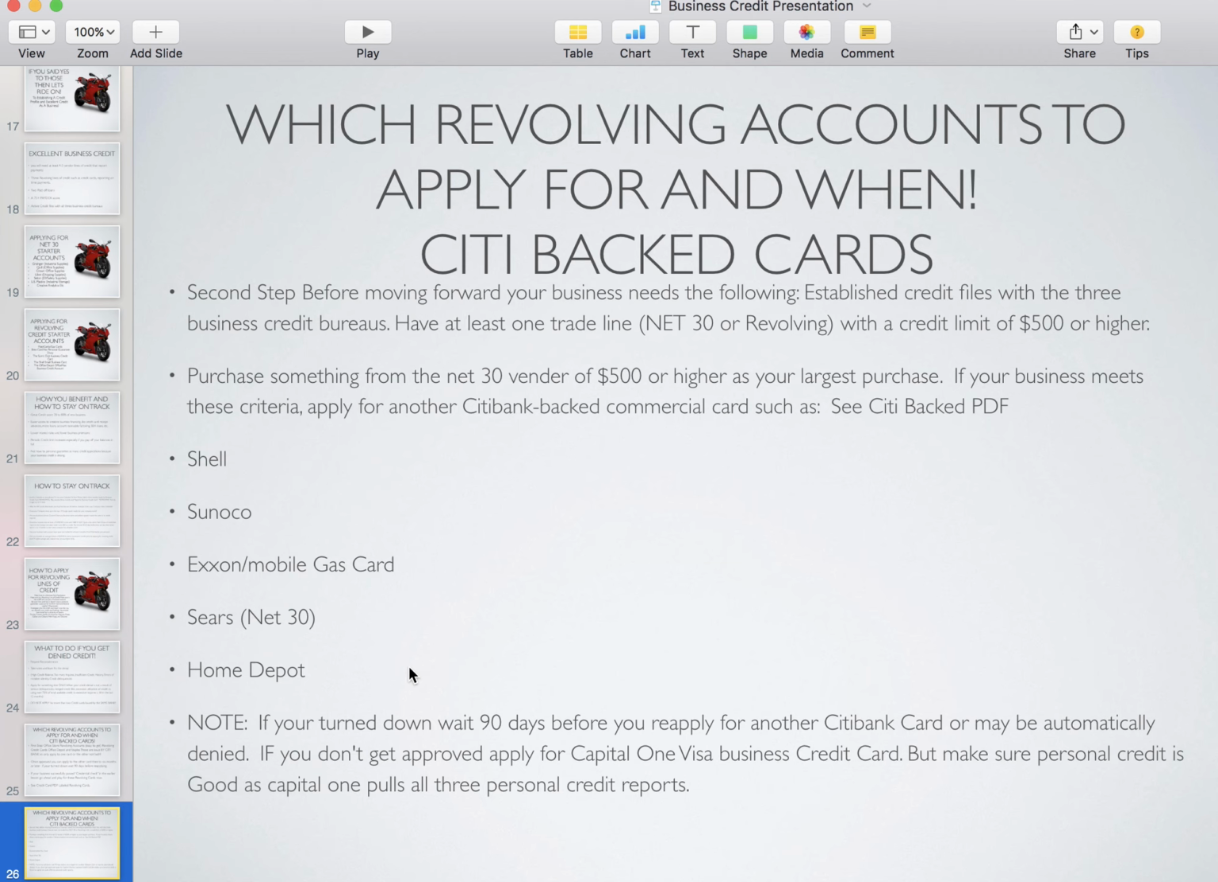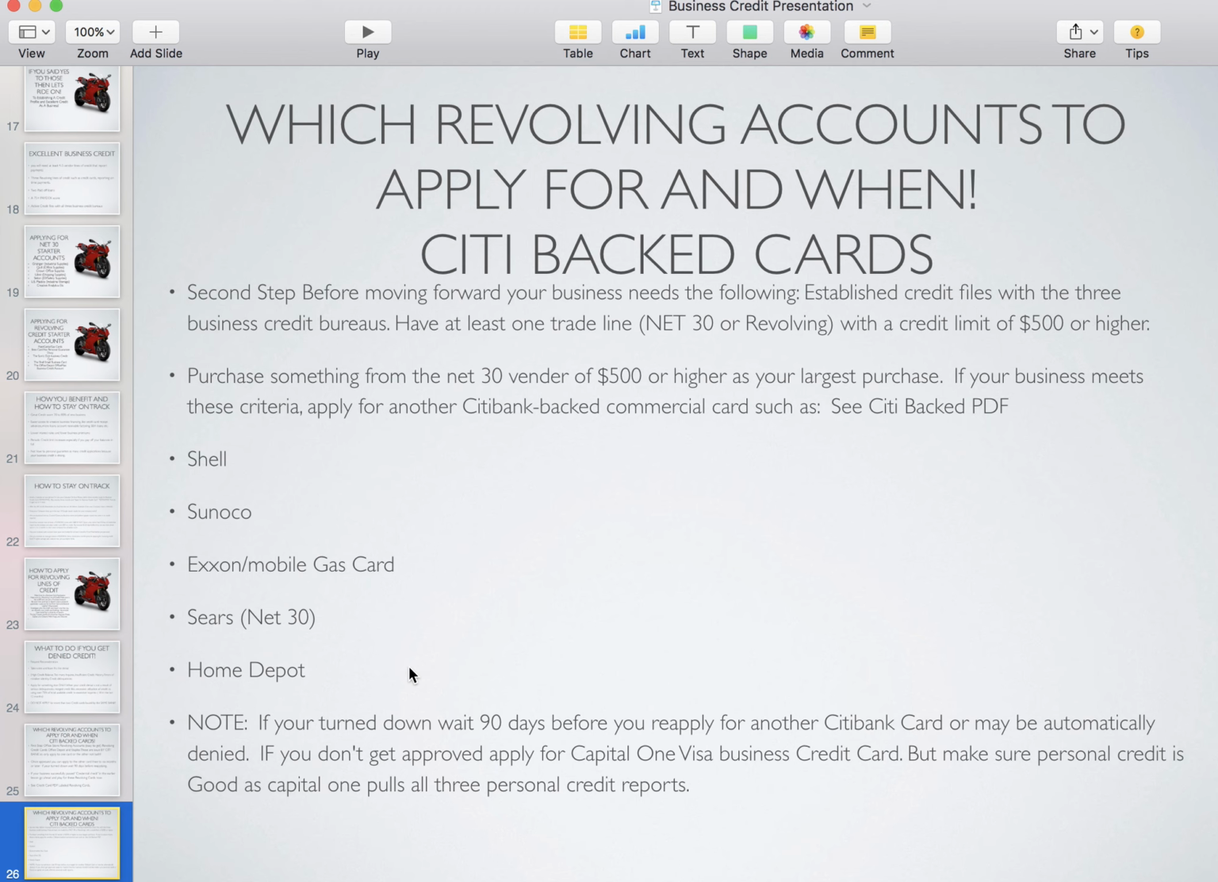Now, if your business meets this criteria and you have the $500 on your net 30 account, okay, we can apply for another Citibank commercial card that's backed by Citi. Again, see the Citi PDF. But just to give you some examples, these are going to be pretty much your gas cards. So you're going to look at Shell, Sunoco, and ExxonMobil. We're going to look at Sears on a net 30, and Home Depot. Again, if you're turned down for any of these, wait 90 days before you reapply for another Citibank card, because you may be automatically turned down if you don't get approved by Citi.